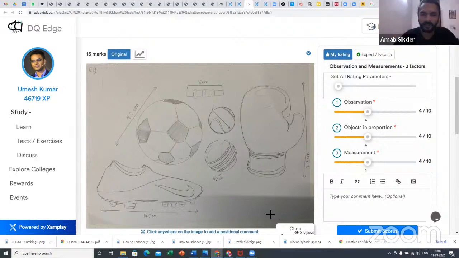Fourteen centimeter. Is that too long? 14.5 centimeter. Yeah. So what is the largest footwear size that is available in the market? Can anyone answer that?